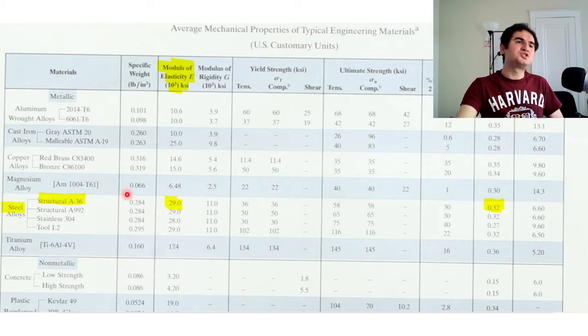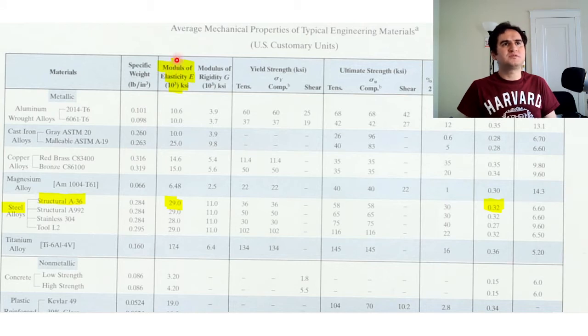This table shows different properties for different materials. For example, if you go with a structural steel A36 in US customary units, the modulus of elasticity of structural A36 steel is nothing but 29 times 10 cubed ksi, and the Poisson ratio for that is 0.32. We need this kind of table to get some properties of materials in problem solving.